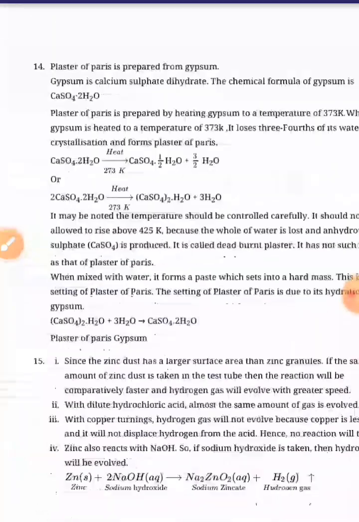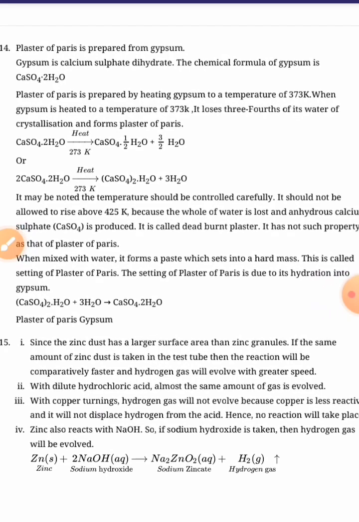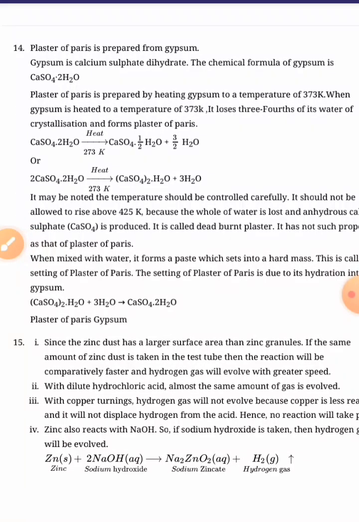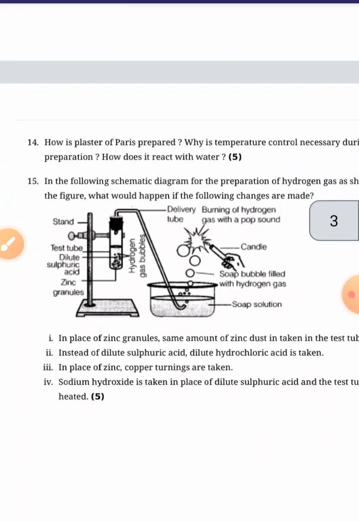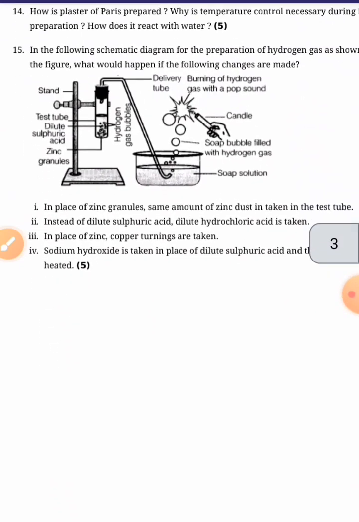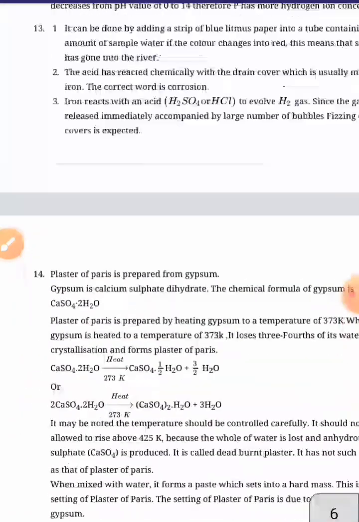Answer number first: since zinc dust has a larger surface area than zinc granules, if some amount of zinc dust is taken in the test tube, then the reaction will be comparatively faster and hydrogen gas will evolve at a greater speed. See the question number second. Instead of dilute sulfuric acid, dilute hydrochloric acid is taken. What happens? With dilute hydrochloric acid, almost the same amount of gas is evolved.